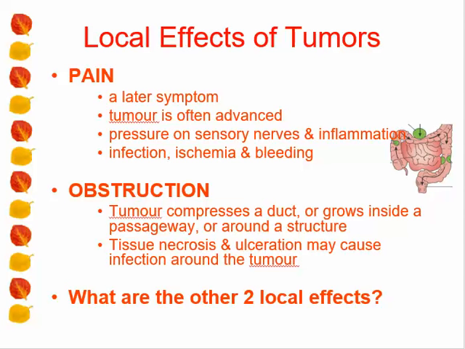And that really kind of leads to this whole idea of obstruction. So compressing ducts: it grows inside a passageway or around structures, and compresses and obstructs the passageway. So a benign tumor even in the bowels will obstruct the passageway through the bowels. There can be tissue necrosis, ulceration, that might become infected.